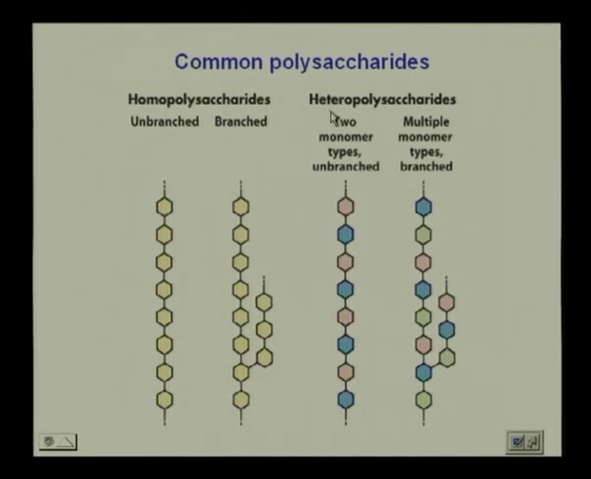You could have heteropolysaccharides where the monomer types are different. You could also have them unbranched or branched. So, these would basically be the 4 types of polysaccharides that you could actually have, 2 types of homopolysaccharides and 2 types of heteropolysaccharides, meaning they could be unbranched or branched.